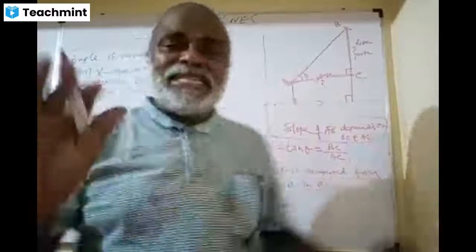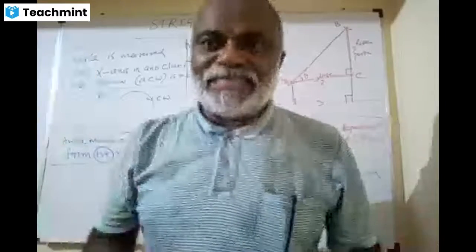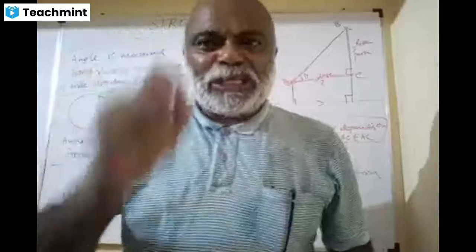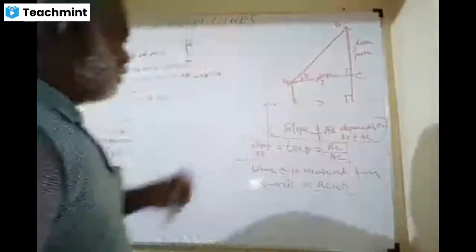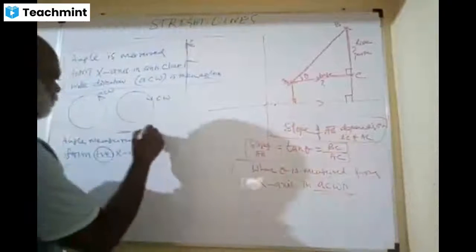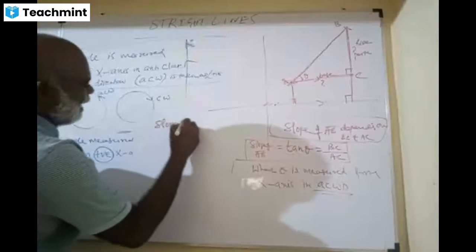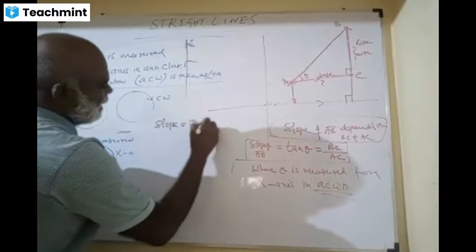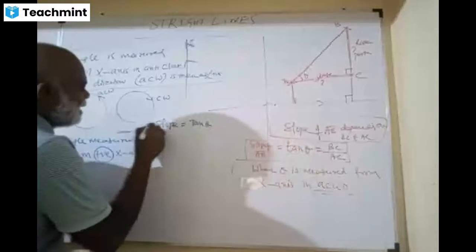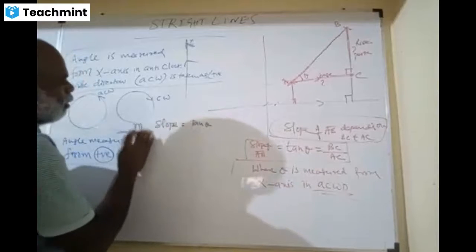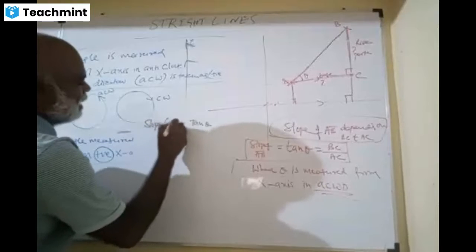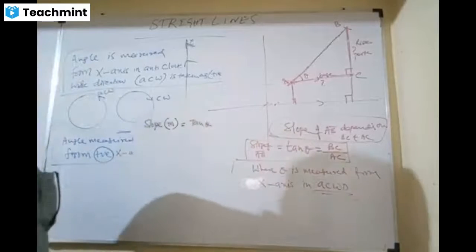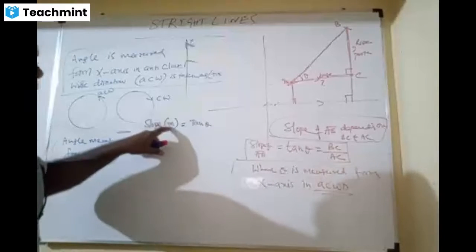So what is the conclusion now, please? The conclusion is that slope is defined as tan theta. So, slope is nothing but what now? Slope is defined as tan theta. Slope is denoted by m here. Slope is denoted by m.